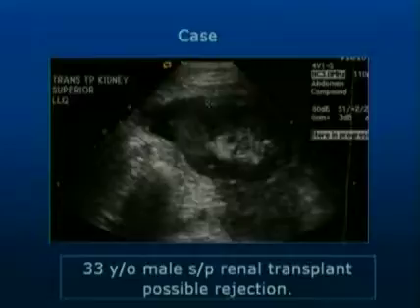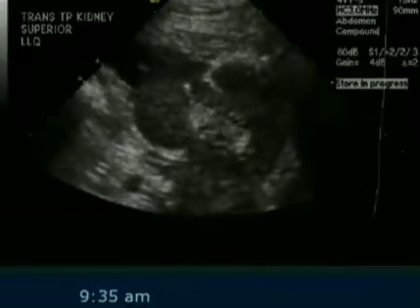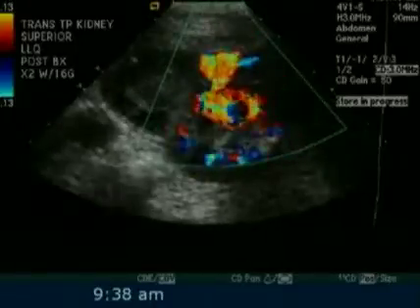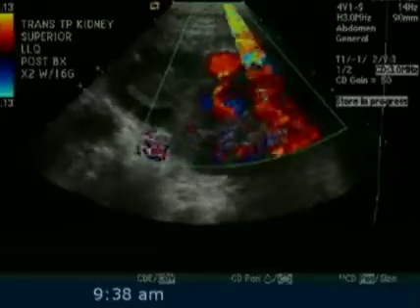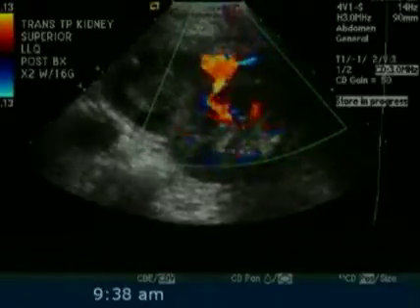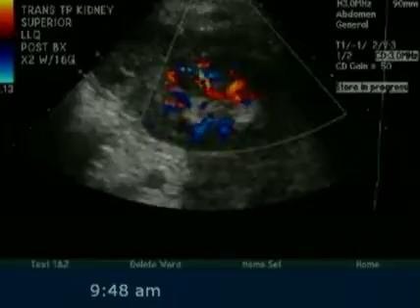Here's a 33-year-old male, status post-renal transplant, possible rejection, for a biopsy. This is we go ahead and do the biopsy through the cortex, post-biopsy, and you'll note the times on here. This is 9:38 a.m. We go ahead and eventually do some compression through there, and as the time goes on, this site of increased color Doppler or increased bleeding decreased with time to the point of 9:48 a.m. and it completely stopped.